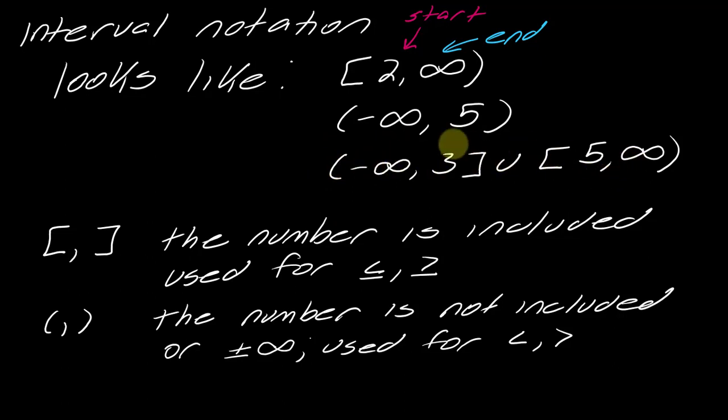And then with an expression like this, what this would tell you is that you start all the way from the beginning of the negative numbers, at the concept of negative infinity, all the way up to 3. And then you stop at 3, and then you pick this back up at 5 and continue on to infinity. So these are some examples of what interval notation could look like.